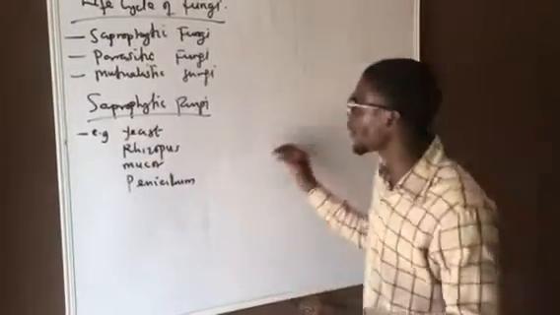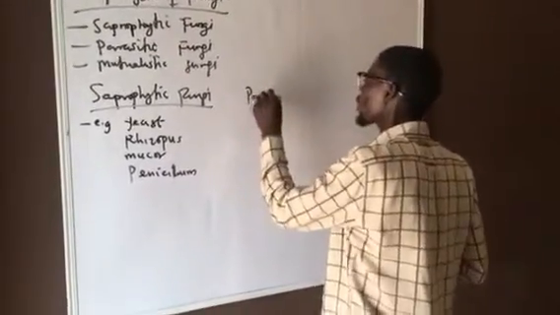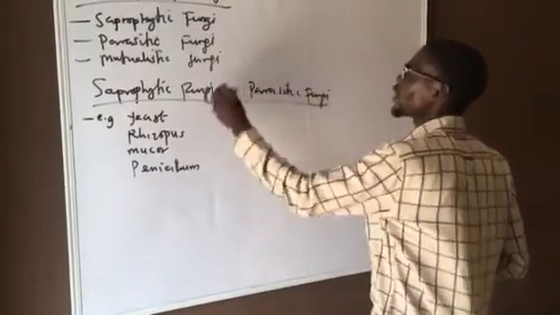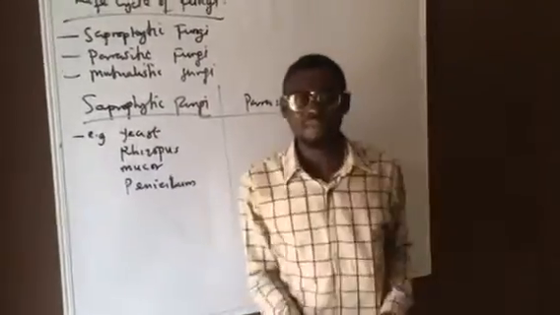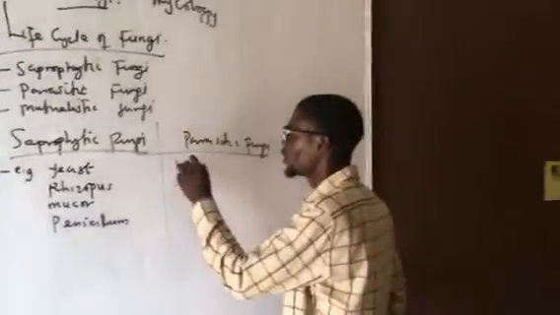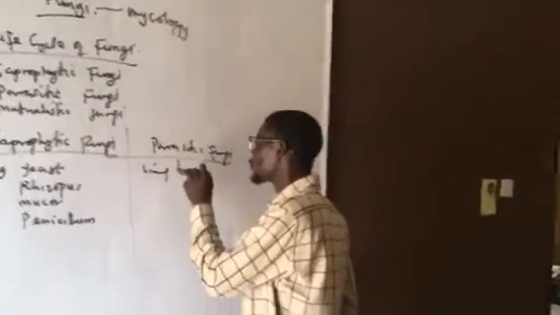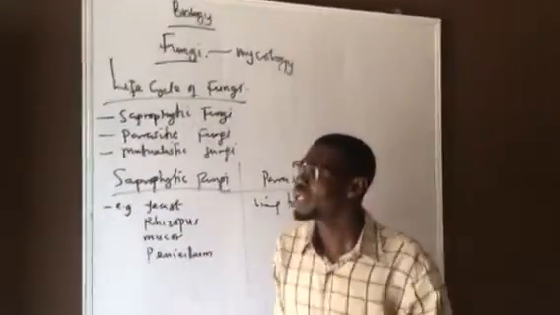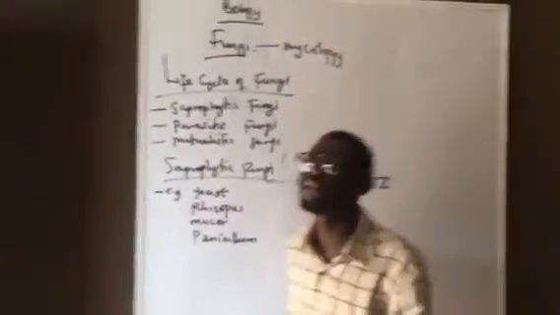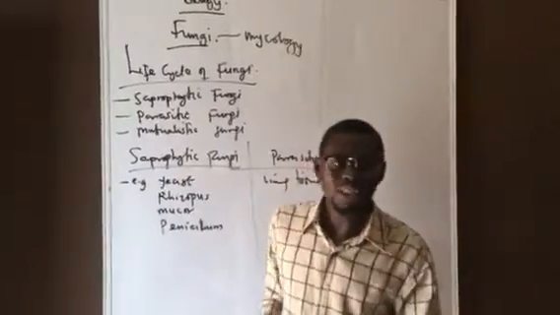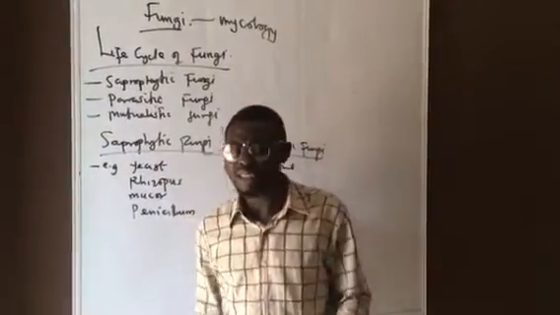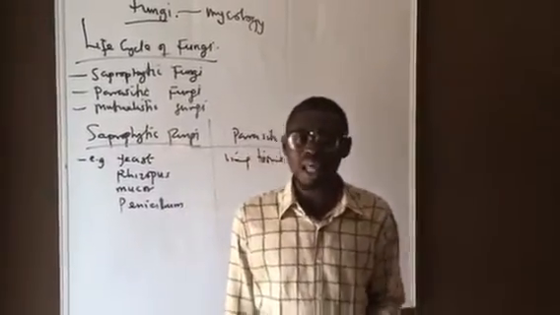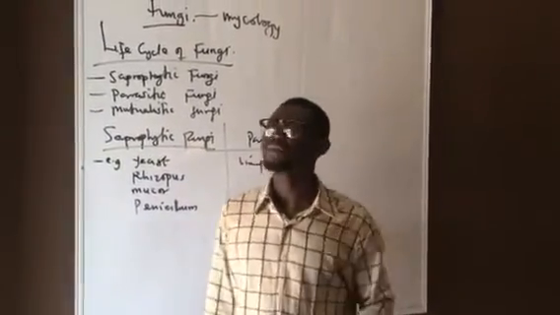But on the other hand, the parasitic fungi, let's compare the two now. The parasitic fungi feed on living host, living tissue, while saprophytic fungi feed on non-living tissue. The parasitic fungi feed on living host tissue. They cause harm to the host. That is, they cause diseases. They also lead to death of the host. That is the parasitic fungi.